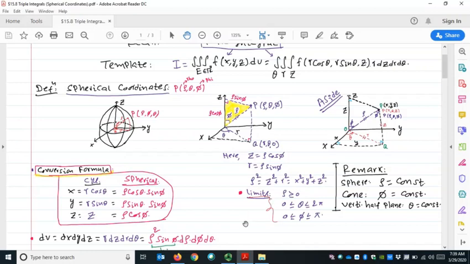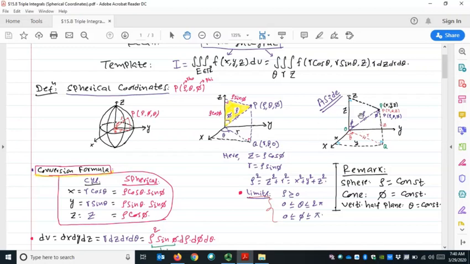Now let's talk about the limits. Rho is obviously positive, and it is the radius of the sphere. Theta is the same angle as the polar angle, so theta goes from 0 to 2 pi, and then phi only runs from the positive z-axis all the way down to the negative z-axis. That means phi runs from the North Pole to the South Pole, and when phi is pi over 2, it is the equator. Great.